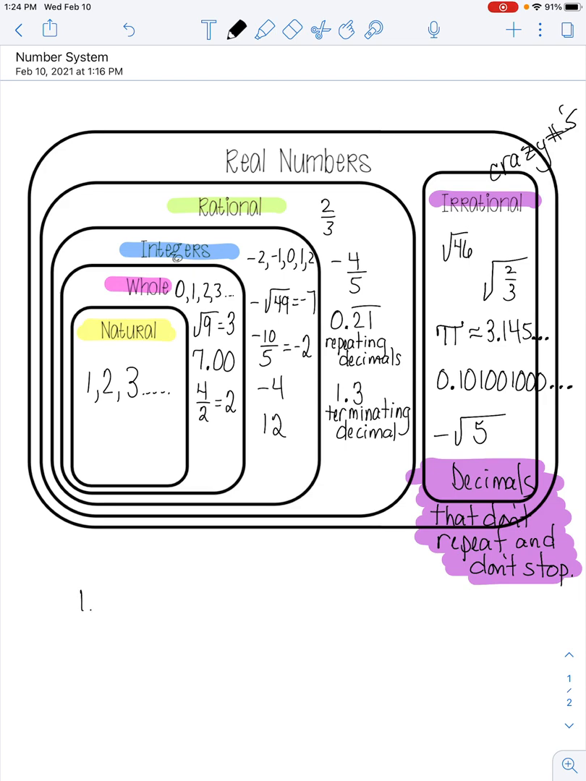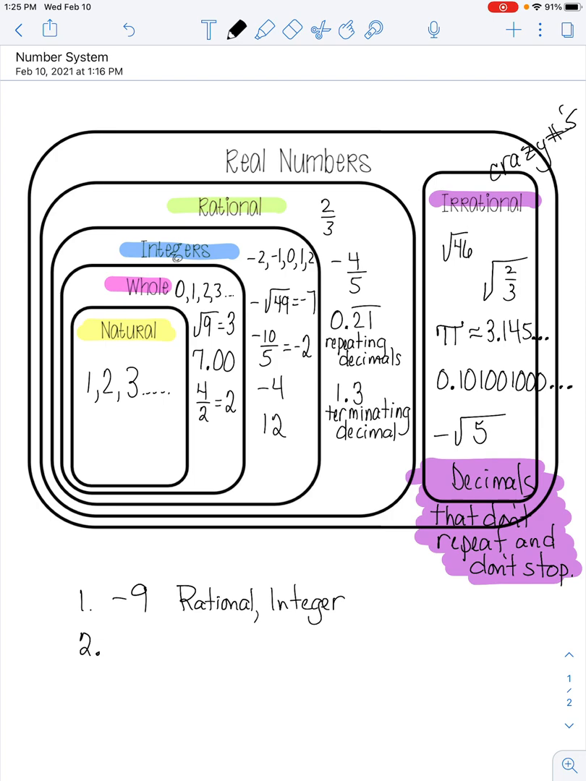We'll do first example. How would you label -9? What's the best way to label -9? Well, it's rational. You can say that. What else? How about it's an integer, because it's a negative whole number? Is it a whole number? Well, no, because if you look, whole numbers are only positives. And it's not a natural number, again, because it's negative.